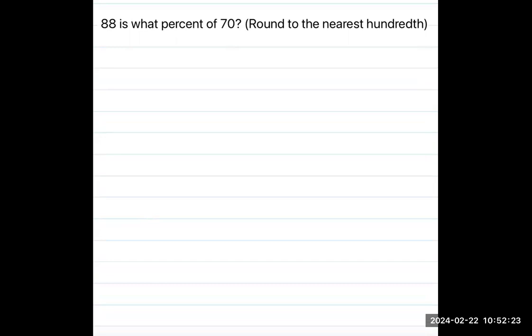Here we have: 88 is what percent of 70. Method number one for this is just to say a percent is a part over a whole, and the part is the 88, and the whole is the 70.